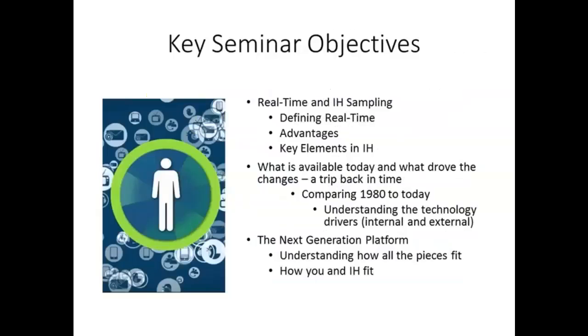So our objectives today are pretty clear. Again, like I said, I'm going to drill down from 50,000 feet. What we're going to talk about is real-time industrial hygiene sampling. What is available today and what drove the changes? We'll go back in time briefly. And the next generation platforms, how do you understand them? What sorts of technology are available today? And what can you do with these new cloud computing type platforms? And what could be coming within the next 6 months to a year?